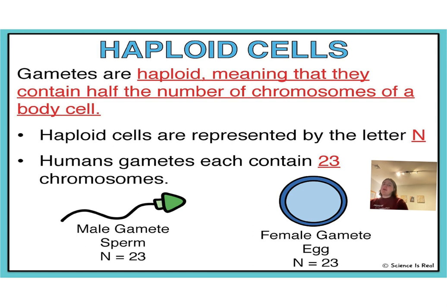Haploid cells are what we refer to as having half the number of chromosomes as a body cell. They're represented by n. That would mean half of the number of a normal cell. So human gametes each contain 23, which is half of 46. So n would be 23 for humans.